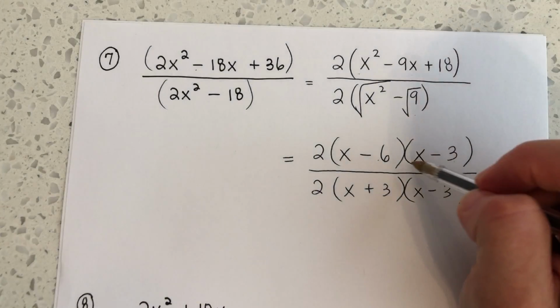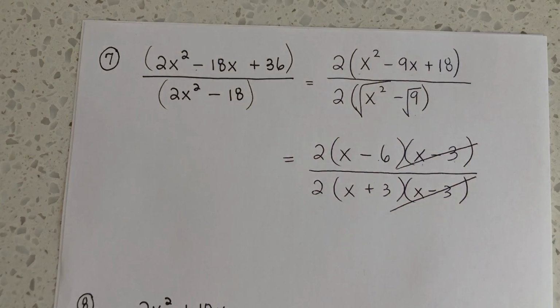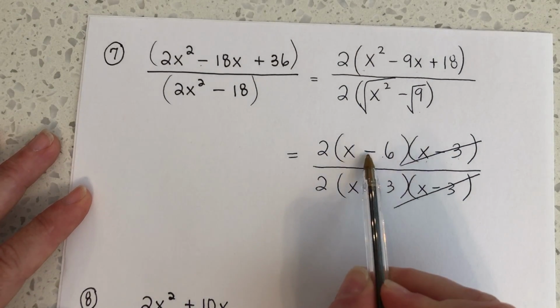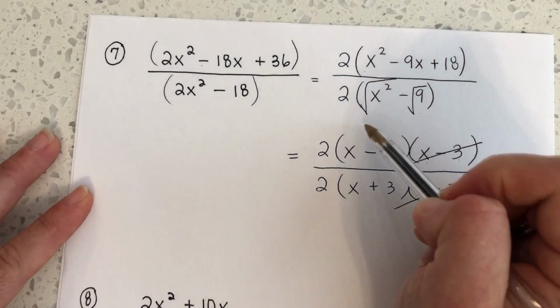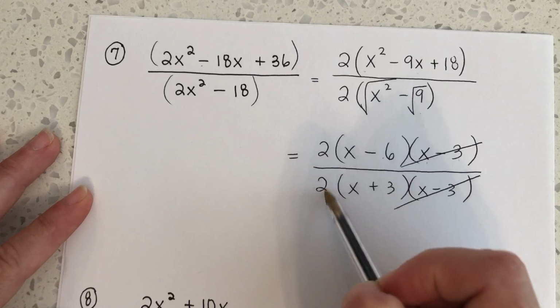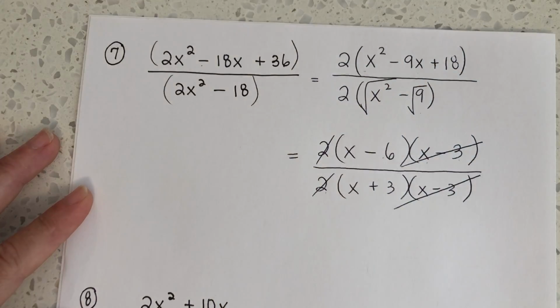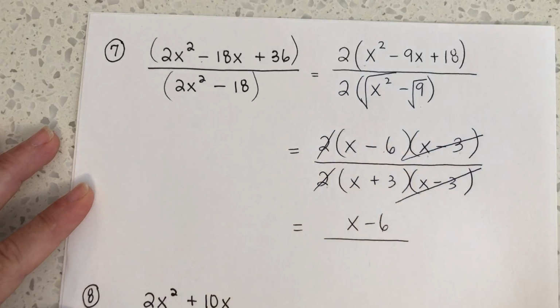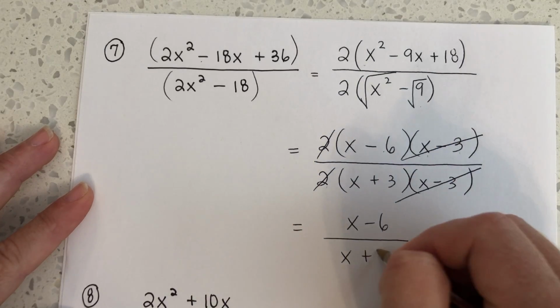All right, now, clearly an x minus 3 and an x minus 3 will cancel. X minus 6, no x minus 6, he's staying. X plus 3, no x plus 3 on top, he's staying. But these individual factors of 2 can now cancel. And you're left with x minus 6 over x plus 3.